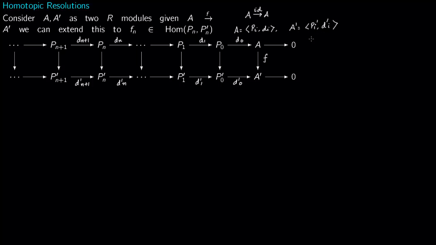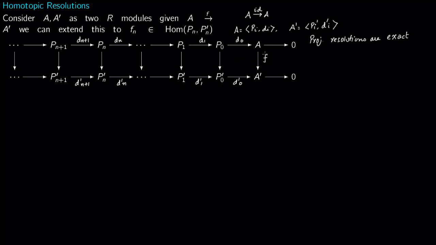So both of these are projective resolutions, so therefore these are exact. Projective resolutions are exact. So this we have seen before, and therefore the homology groups here are 0.